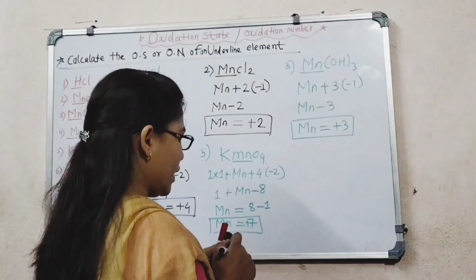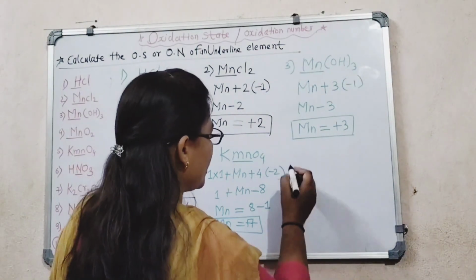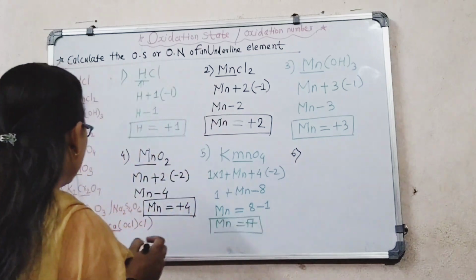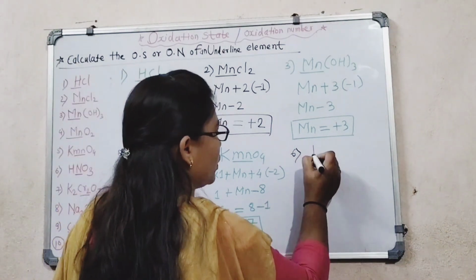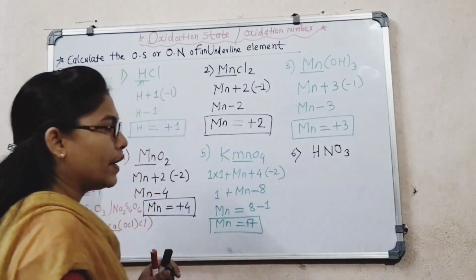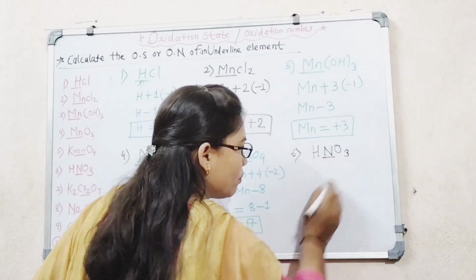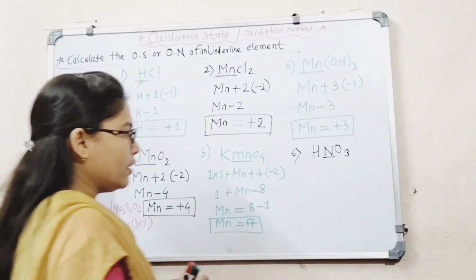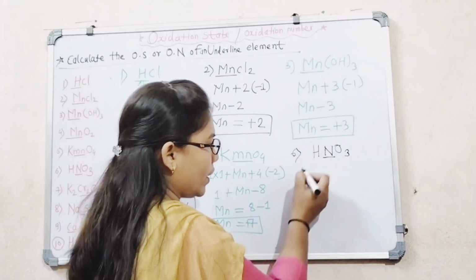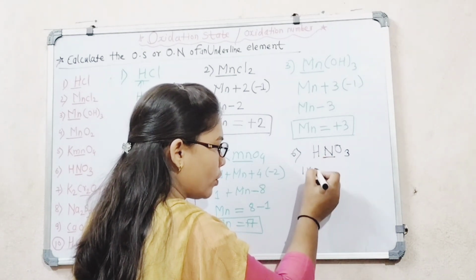Then sixth number. Then we see the example number 6, that is HNO3, which means nitric acid. In this example, we have to calculate the oxidation number of nitrogen. I write here the oxidation number of hydrogen. The number of hydrogen atoms is 1 and the oxidation state of hydrogen is 1.